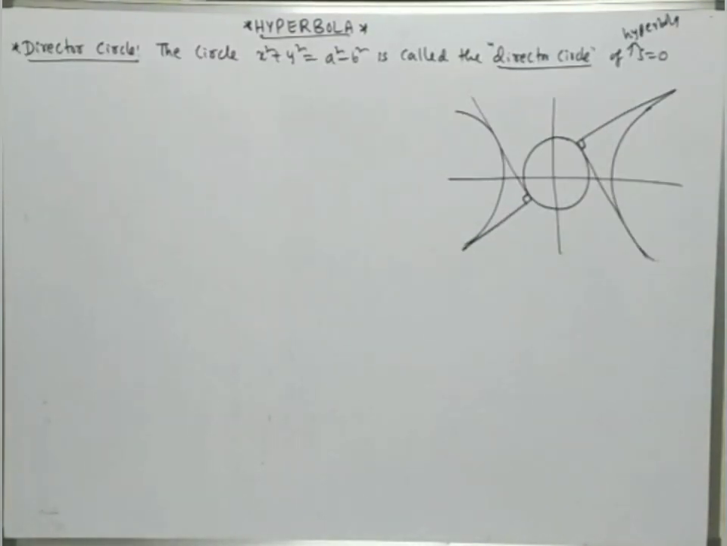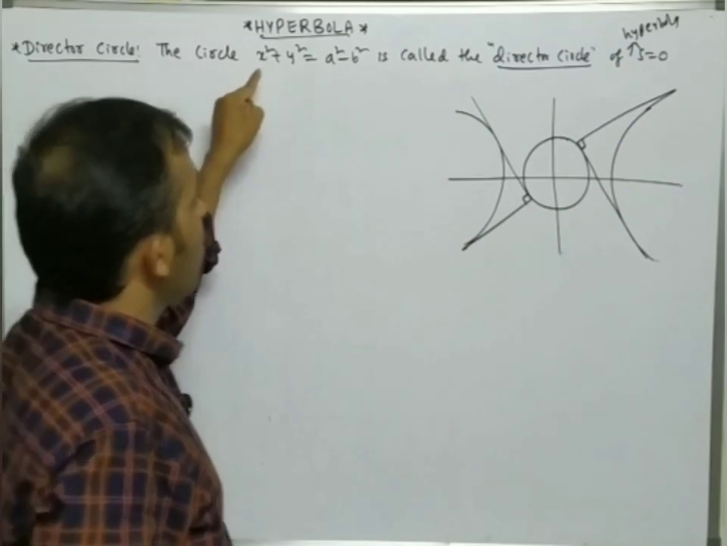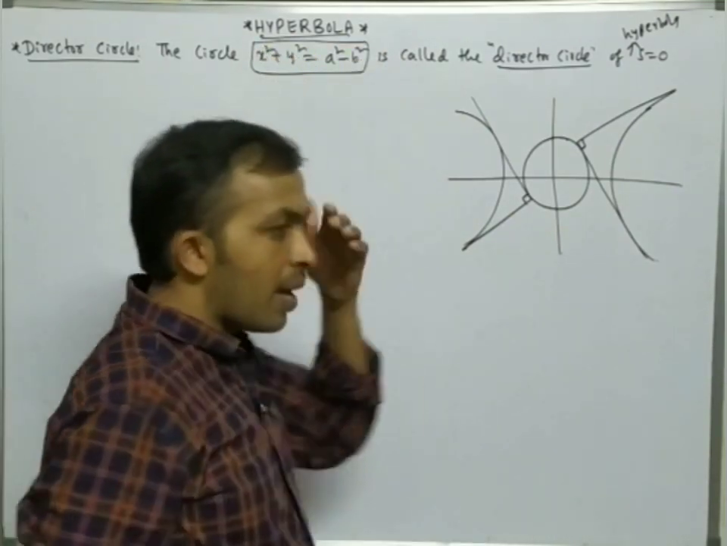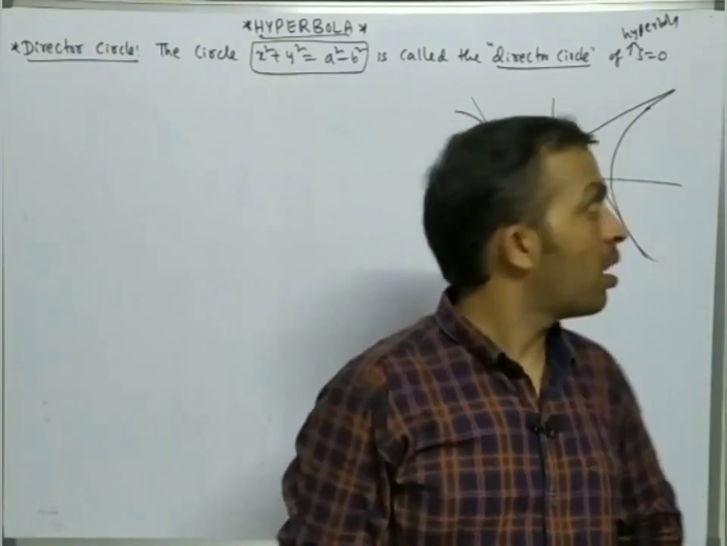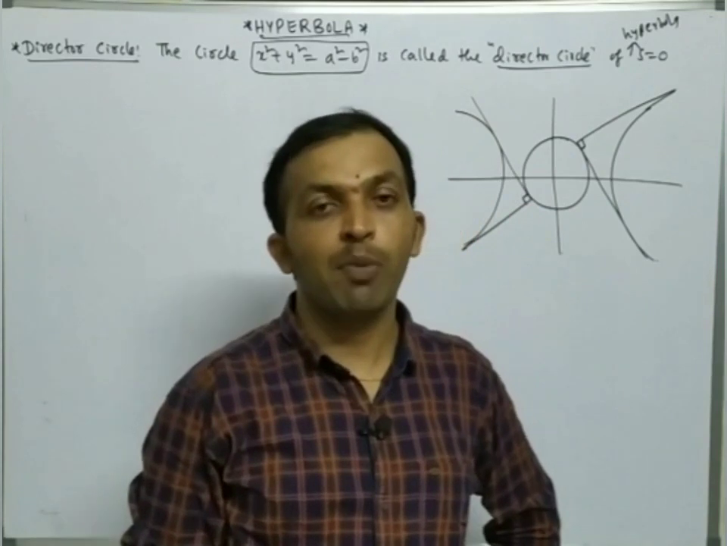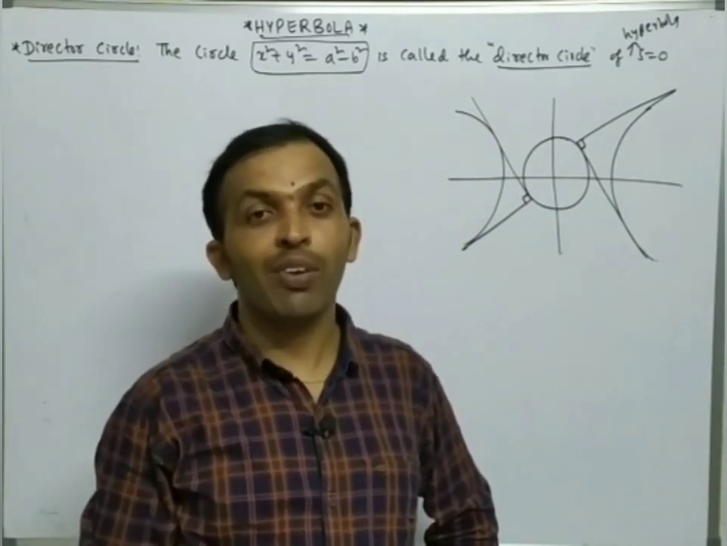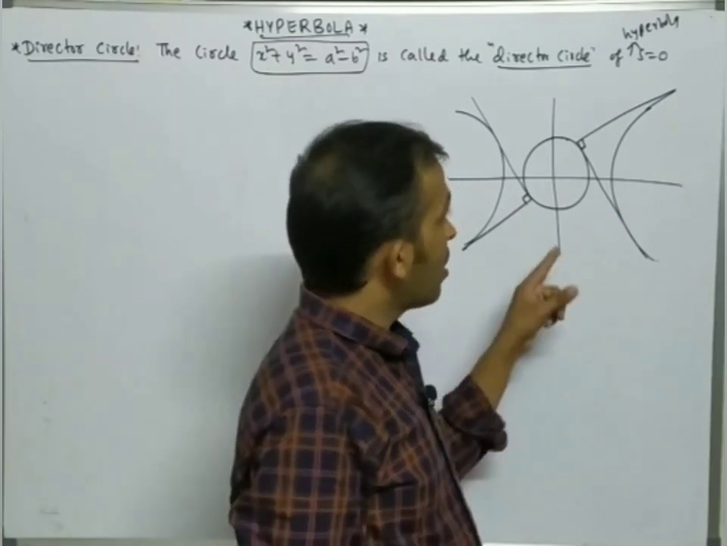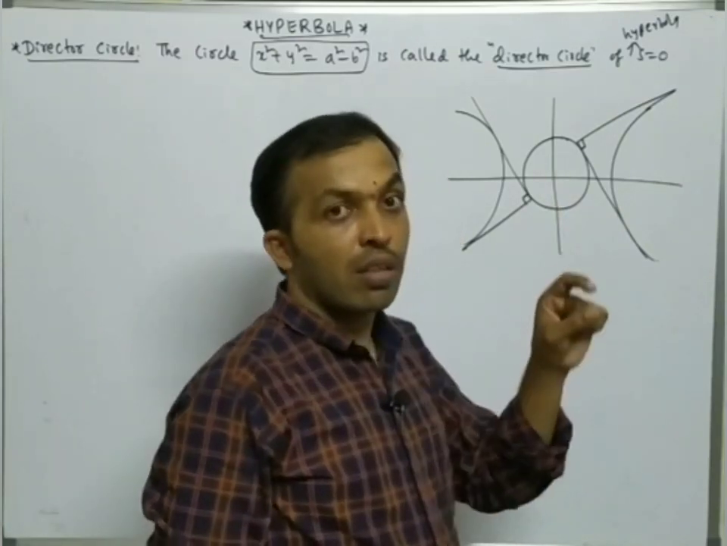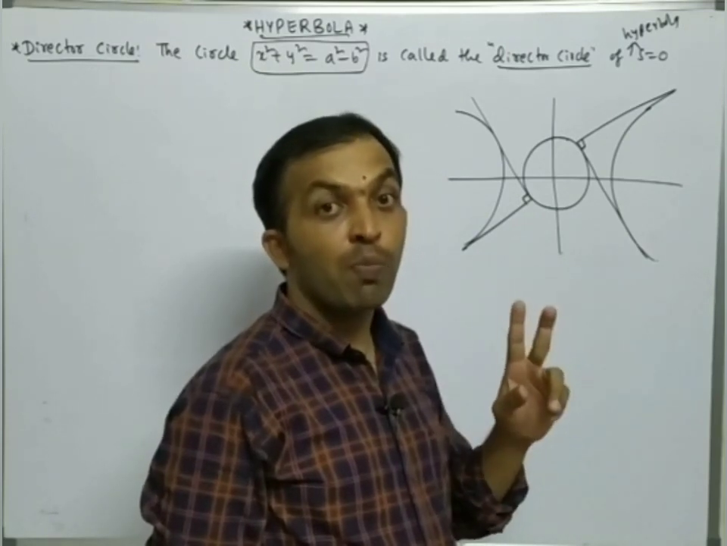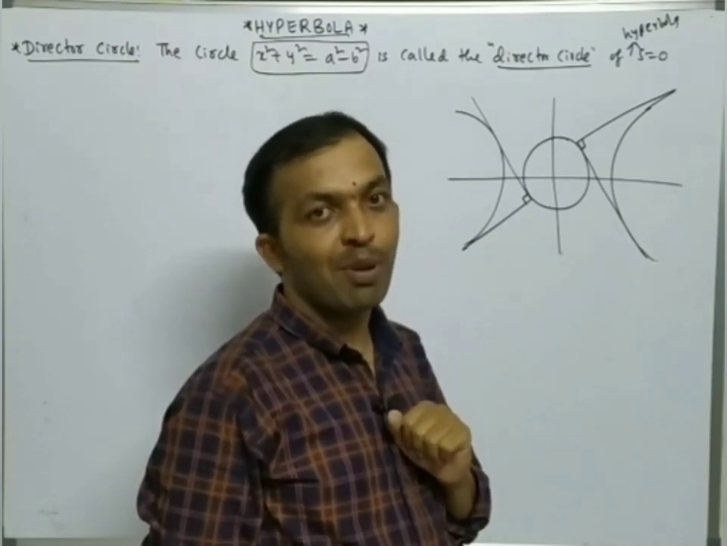Next topic, director circle. The circle x² + y² = a² - b² is called the director circle of the hyperbola S = 0. How does it form, how is it generated? Okay, see here, it is the locus of the point of intersection of two perpendicular tangents to the hyperbola.